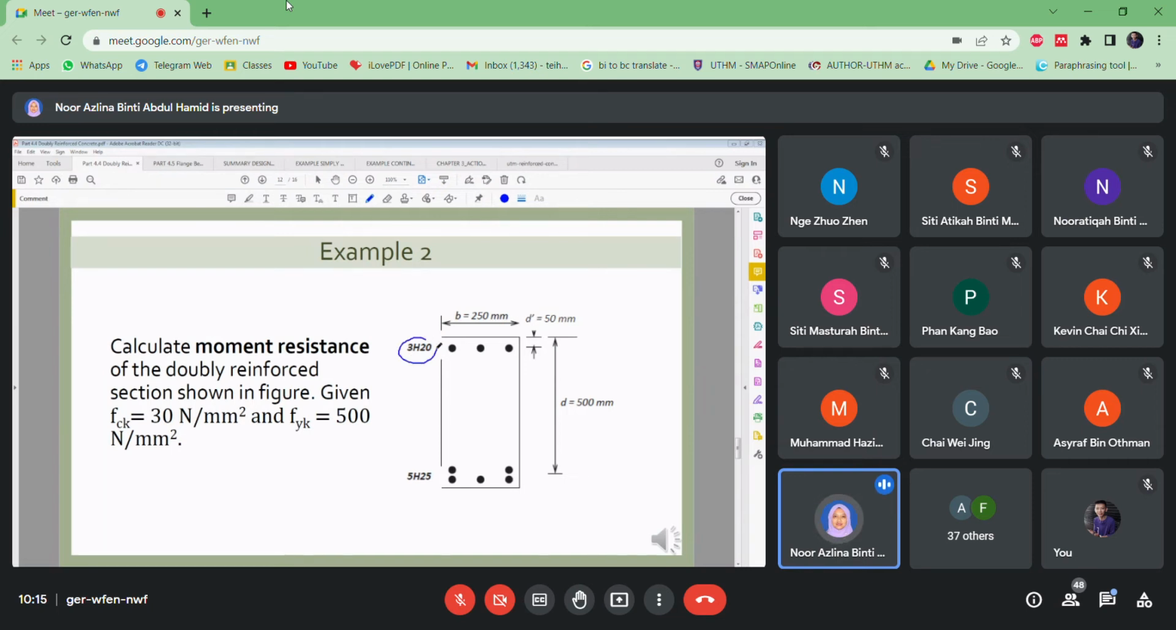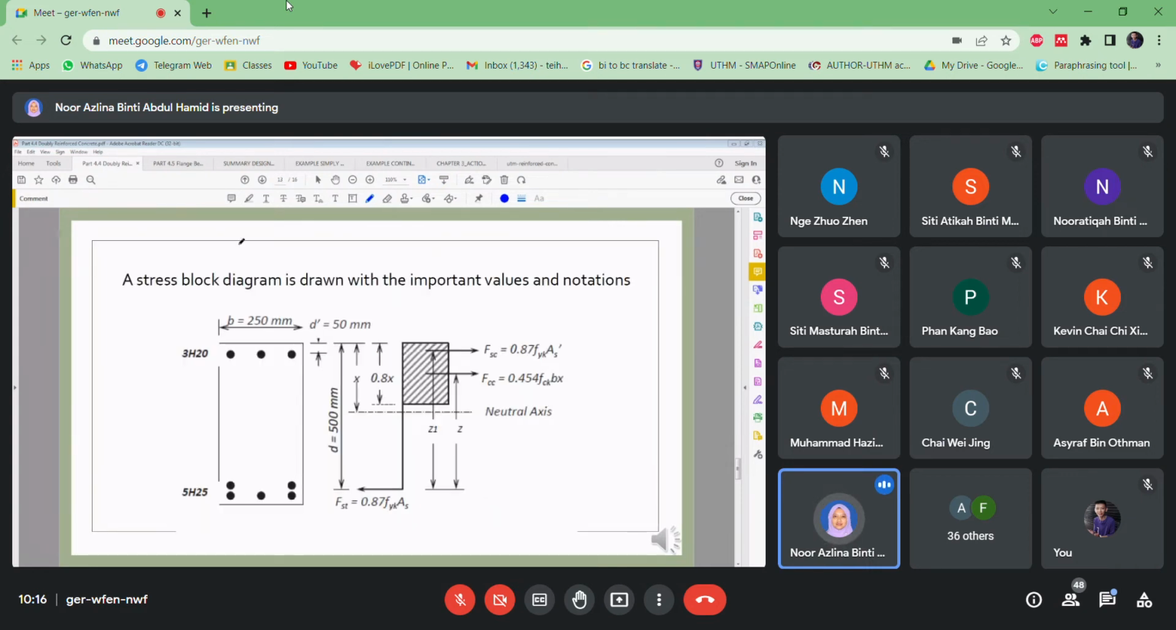Dia bagi 3H20, so what's the area? What is AS provided according to these numbers, according to this diameter of bar? Tengok table, 3H20, berapa AS provided? Sama juga ni 5H25, AS provided. So AS provided berapa? Tengok table. Okay.